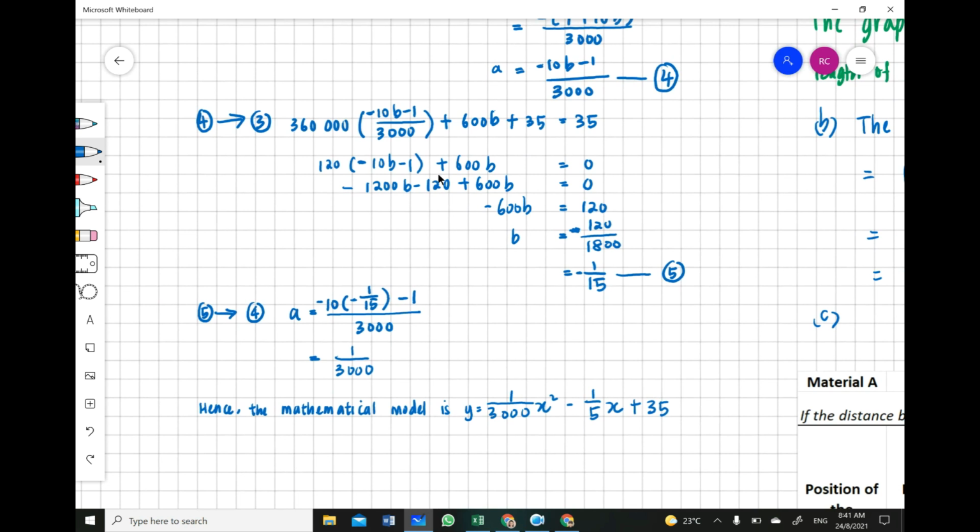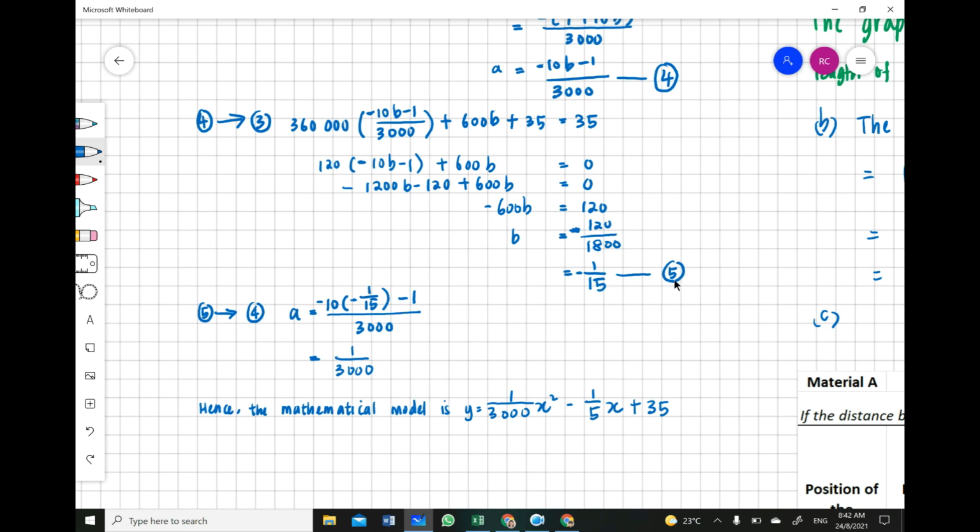You do the calculation, everything. We are going to get the value of B is equal to negative 1 over 15. After you simplify everything, you can try this out on your own. Try to go through all of this on your own. Later on, after I give you the video, you also can refer. So this will be the fifth equation. We get the value of B already.